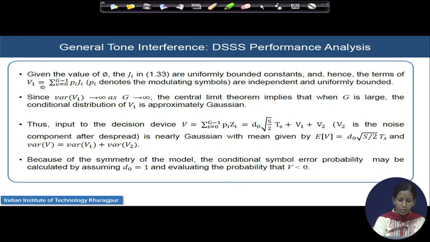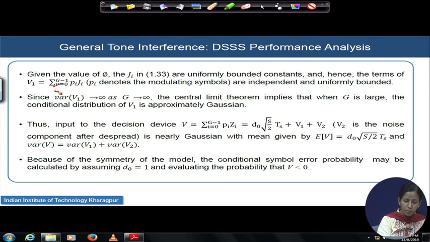Hence, whenever we are computing this V I, multiplying with the P I and adding up over the I number of the samples, remember I is varying from 0 to G minus 1, and then they are independent and uniformly bounded. They will also be uniformly bounded because the property says so. Since your variance of V 1 can go to infinity as G is tending towards infinity, it will keep on increasing.